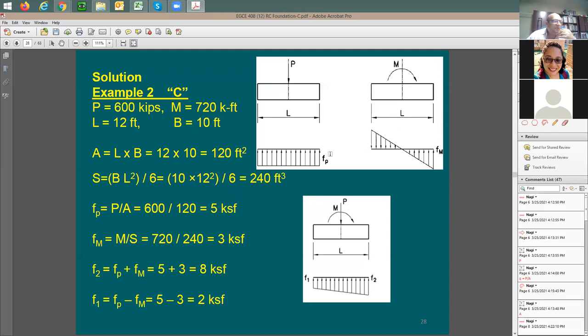If I may put some numbers here, I'm going to say at this point the stress is equal to 5 ksf. Same thing at this point here, and the left point is going to be 5 ksf. How about due to moment? I'm going to say the left point is going to be 3 ksf, and the right point is also 3 ksf.